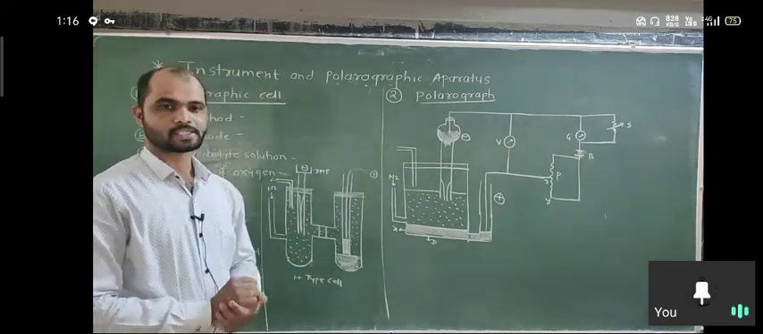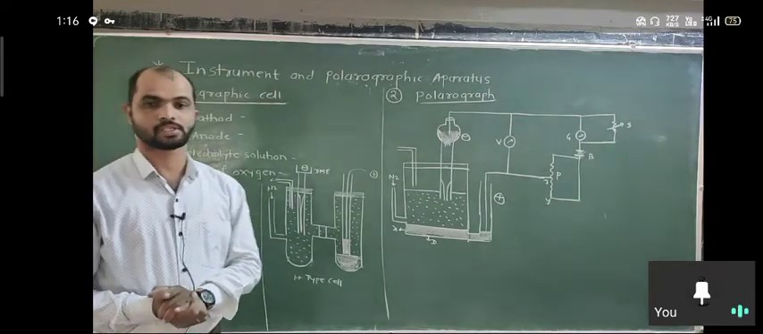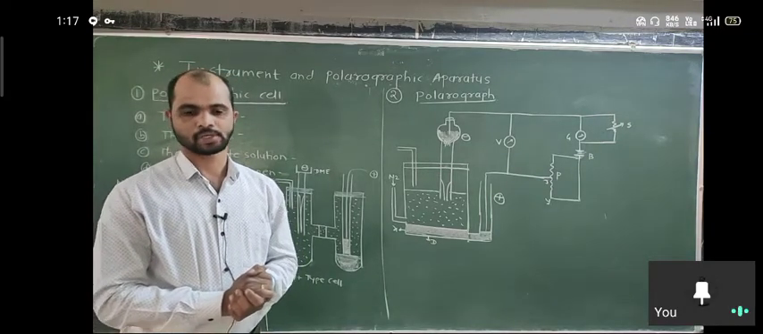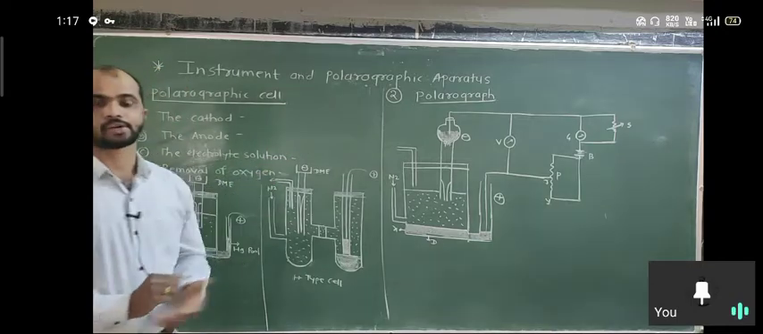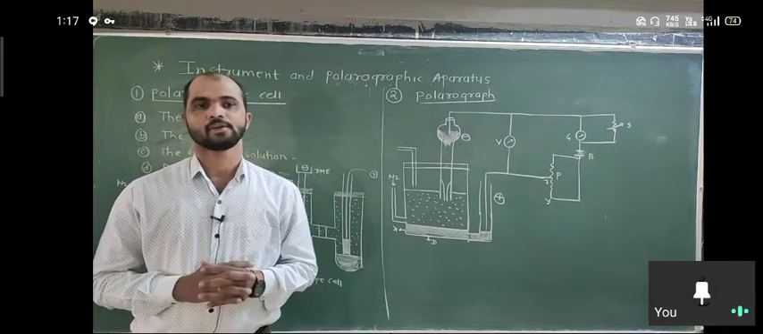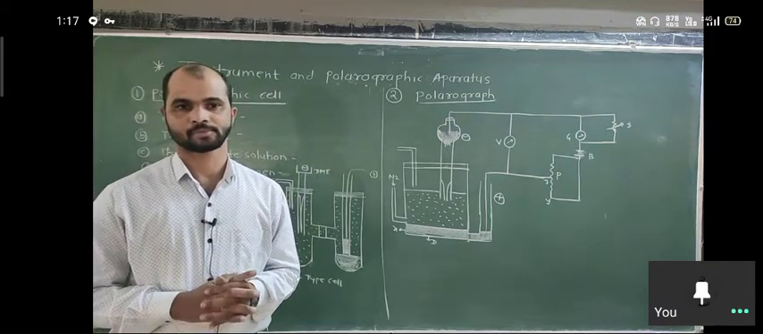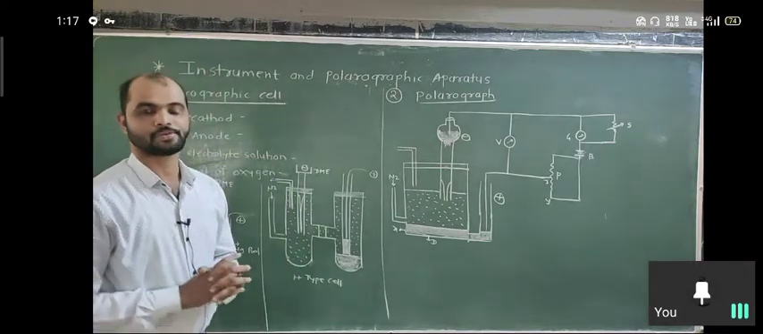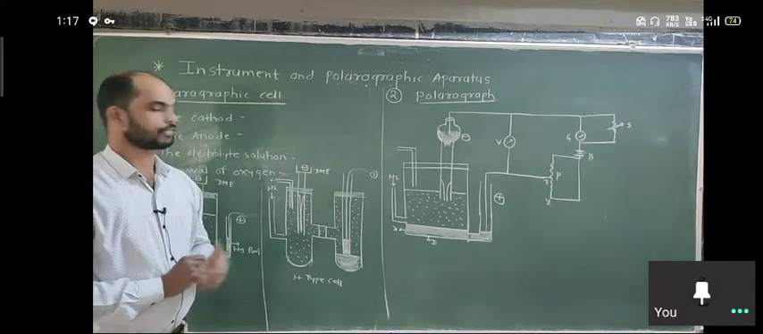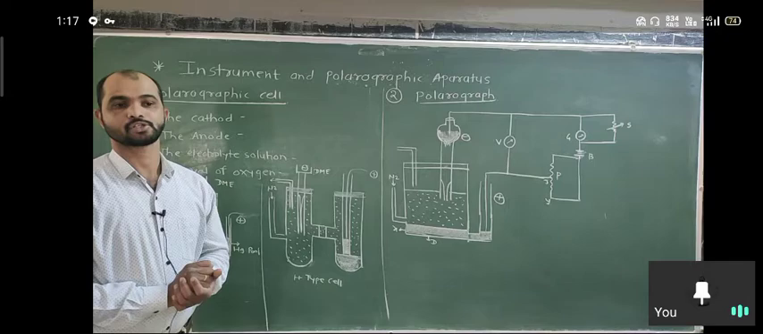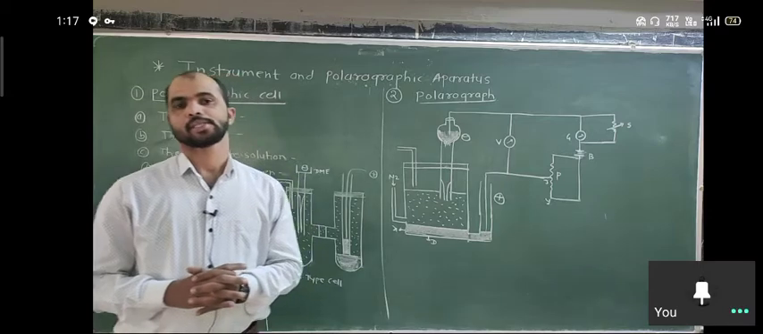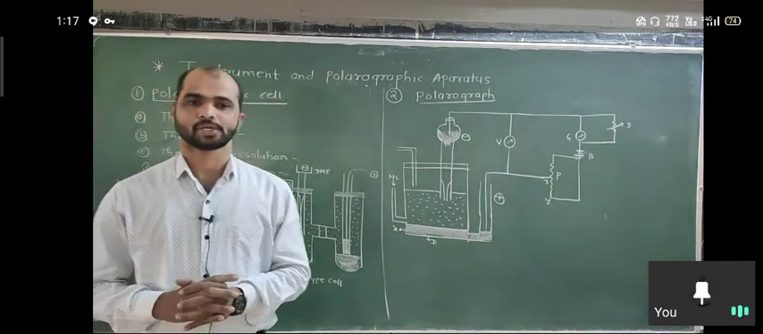In the last lecture we saw the introduction and how the dropping mercury electrode is constructed and its function. Basically we use the polarographic technique to measure the current passing through the cell when the potential is applied. So here we are going to discuss how the instrument is constructed, and how it works to measure the current passing through the cell when potential is applied.